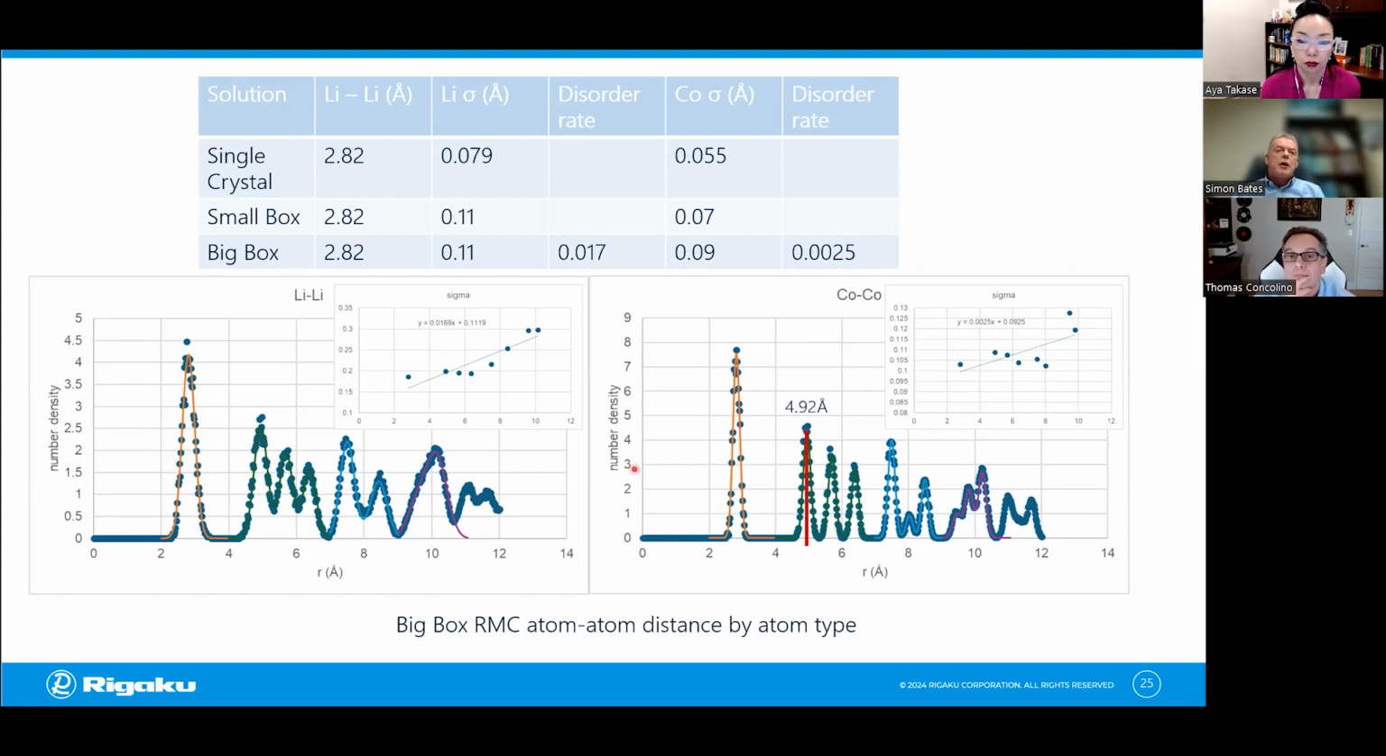And I went back and I put in the gap, the spacing between the cobalt layers, which we can track directly. Once we have it in this form, I can tell you it's 4.92 angstrom. So we can track that change in that spacing really quite precisely.